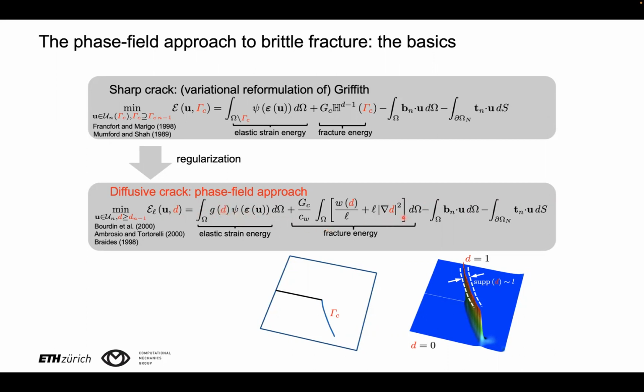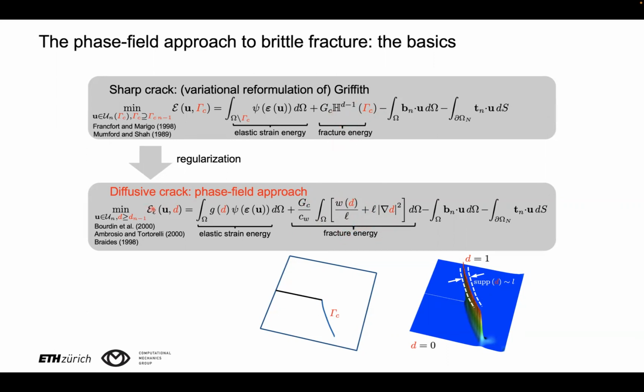Then we have the fracture energy, which is no longer proportional to a measure of the crack set, but is now a volume integral, just like the elastic strain energy. And it contains a so-called local damage dissipation function, w of d, and a gradient of the damage. You see that since we went from a surface integral to a volume integral, now we have a length scale coming into the picture, which is precisely the length scale I was mentioning before. And you see that we still have a proportionality factor G_c, just like in the sharp crack model.